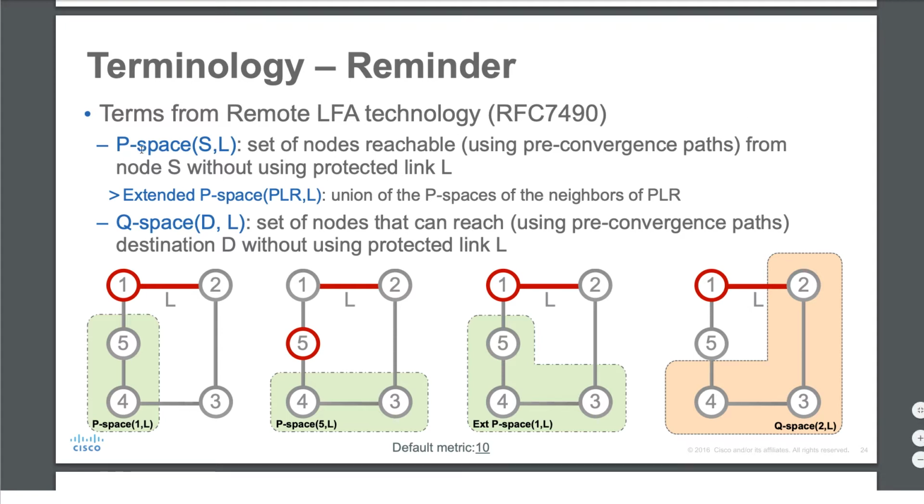the P node or the P space is simply a set of nodes reachable from node S. S stands for the source here, without using the protected link L. So what it says is, these are the nodes which you can reach without using the protected link L. And we'll explore some of these things in more detail.